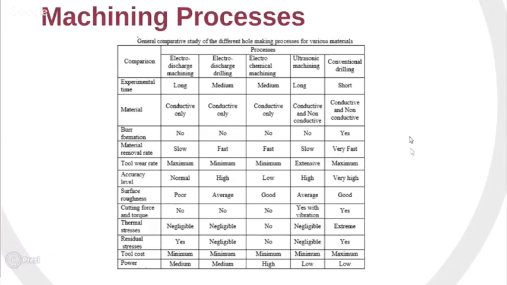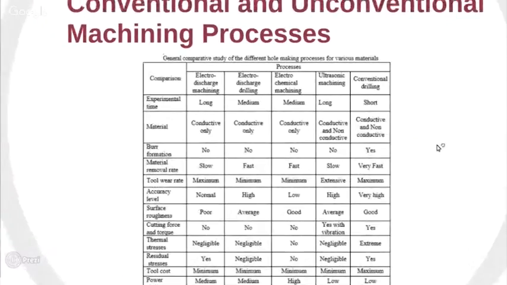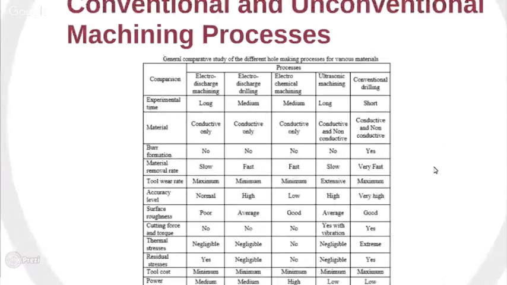In this one, the comparison is based upon electro discharge machining. We call that EDM. This is a non-conventional machining process. Then electro discharge drilling. It is basically an extension of this EDM process. Then electrochemical machining and ultrasonic machining, and all these are non-conventional machining processes, and there is a comparison between non-conventional and conventional. We call that a conventional drilling process, right?